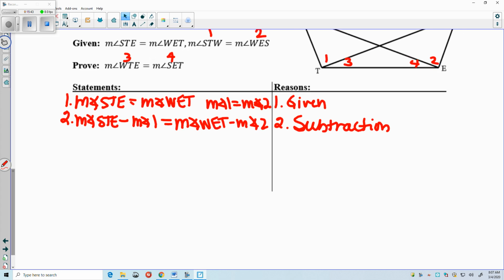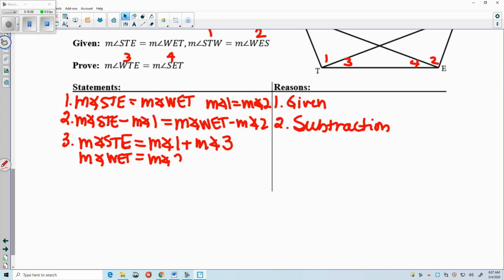Just like we did up above, we have to know how to build those angles. So we want to say, all right, well, what is our angle STE made up of? So STE is made up of angle 1 and angle 3. And if I look at angle WET, I can see that is made up of angle 2 and angle 4. So we did there an angle addition postulate.